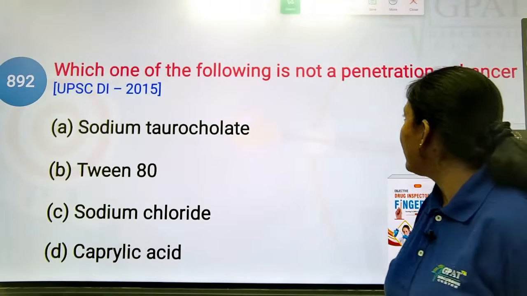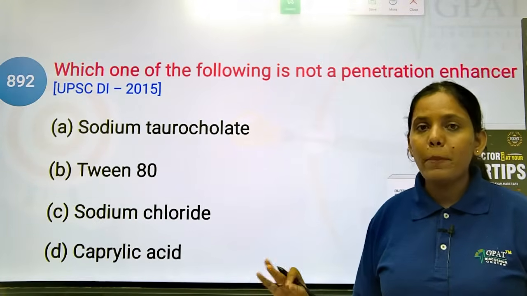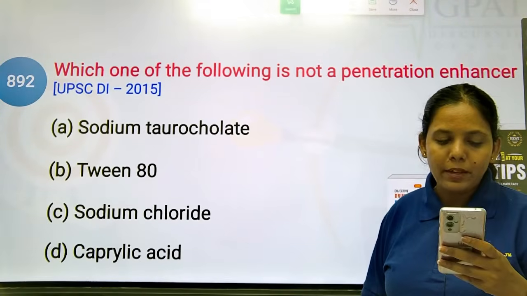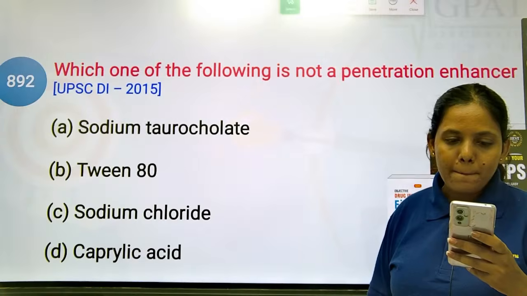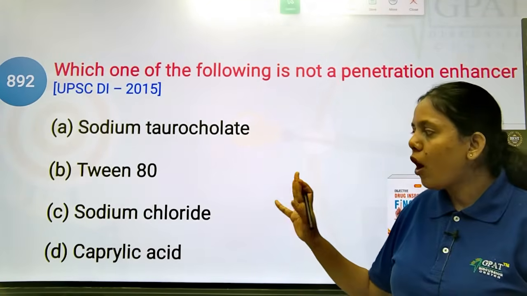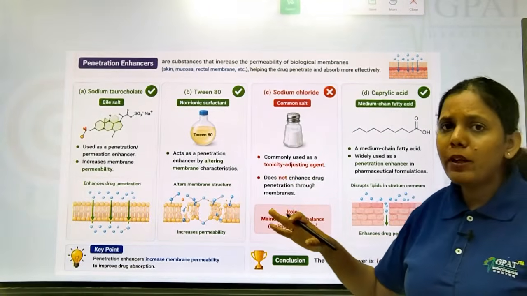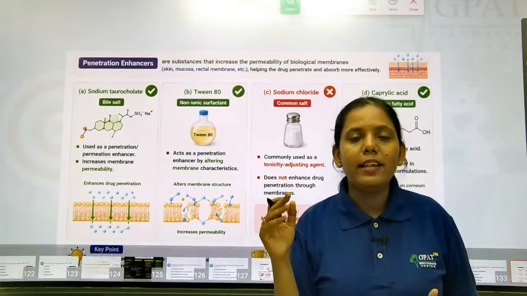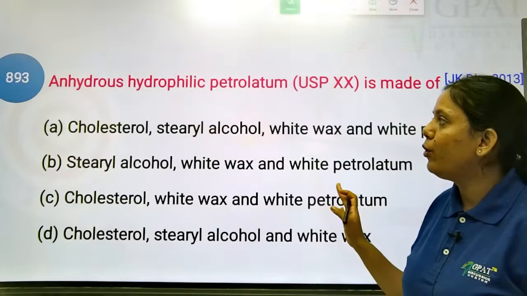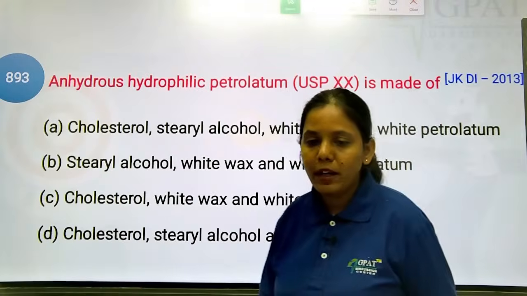Which one of the following is not a penetration enhancer? UPSC DI 2015. Not a penetration enhancer: sodium taurocholate, sodium chloride, or caprylic acid. All are there. Sodium chloride is a salt. Option C, it is not your penetration enhancer. Sodium chloride we use as 0.9% NaCl for tonicity adjustment and not as a penetration enhancer, right? Very good.